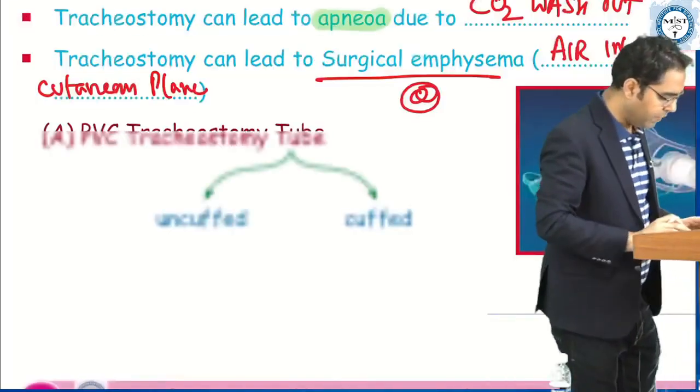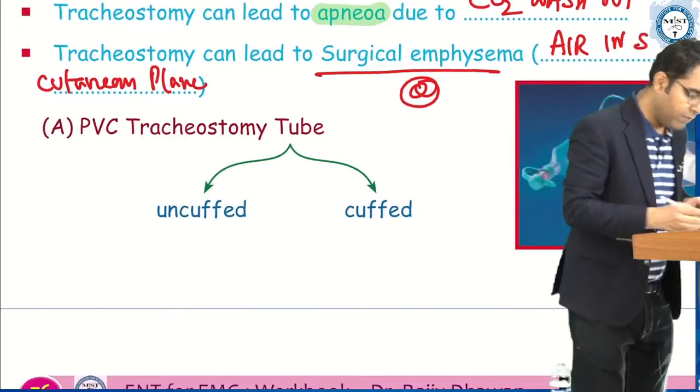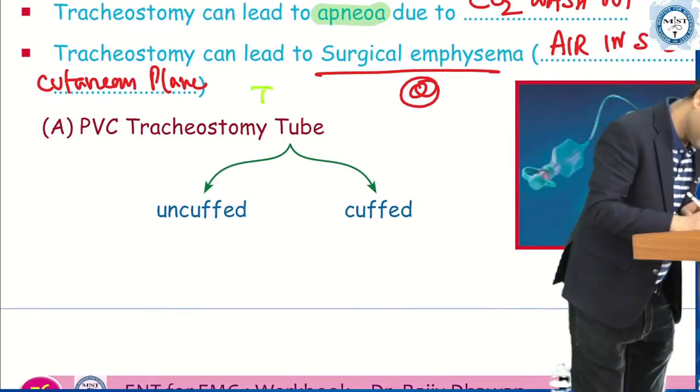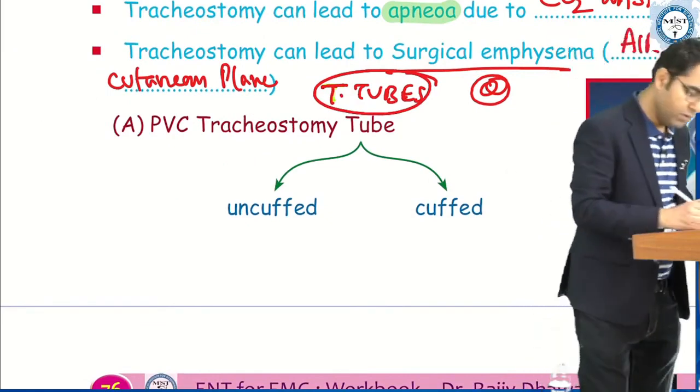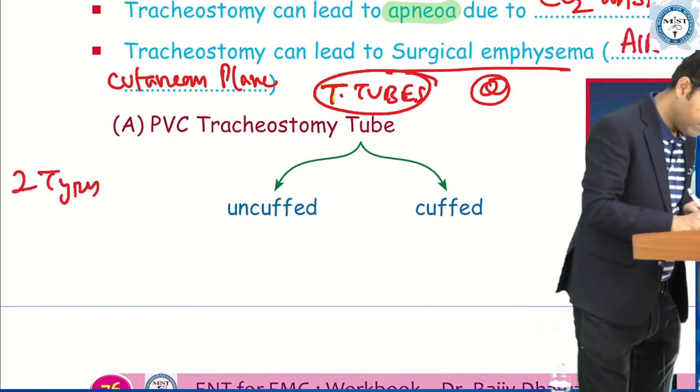Now the next question about tracheostomy is, tracheostomy tubes. Give a heading, beta. Tracheostomy tubes, beta. Give a heading, tracheostomy tubes. Tracheostomy tubes are of two types, beta, on the side.